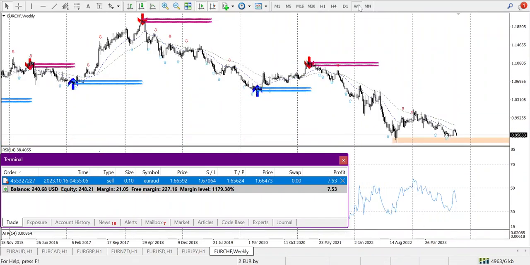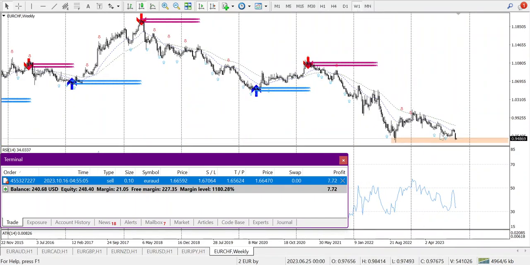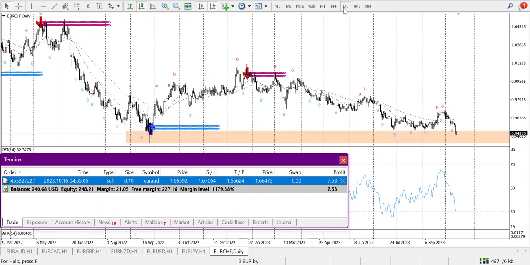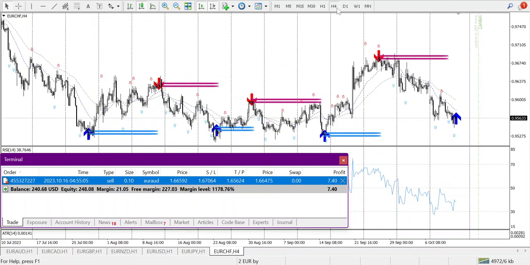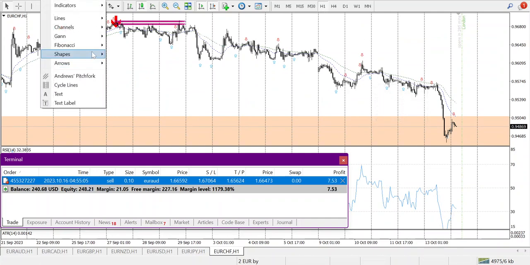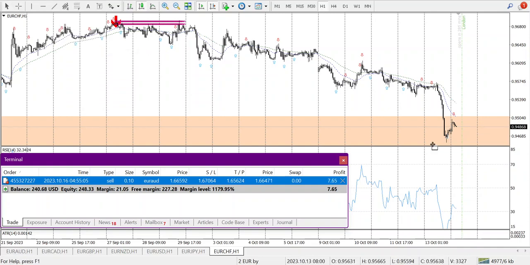Now we are in Euro CHF. Euro CHF is at the major support level, which happened in weekly, and it is still continuing on daily basis. It is coming back to the zone. Nothing to really specify in hour one. In short, I'm looking for a double bottom, to be very precise, and nothing more to talk about.